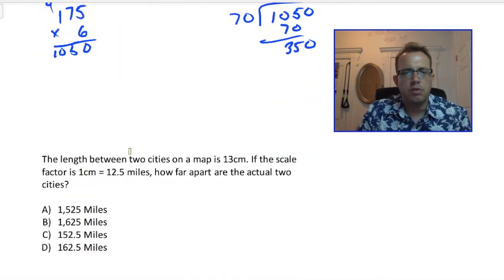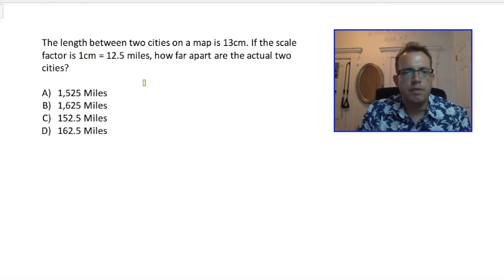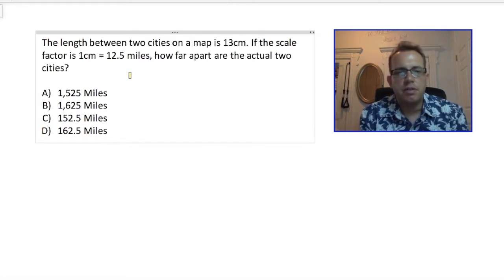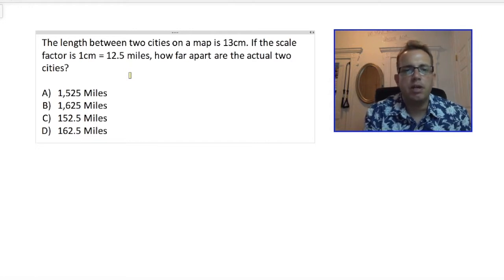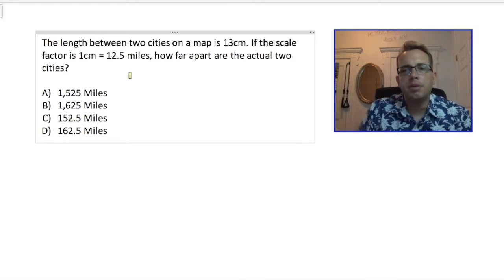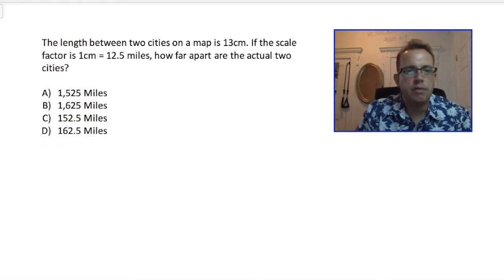Let's try one more example. This one's a little bit different. They're going to give us the scale factor this time. The length between the two cities on a map is 13 centimeters. If the scale factor is 1 centimeter equals 12.5 miles, how far apart are the actual two cities? If you want to try this on your own, go ahead and hit pause. If not, I'm going to go ahead and answer the question now.